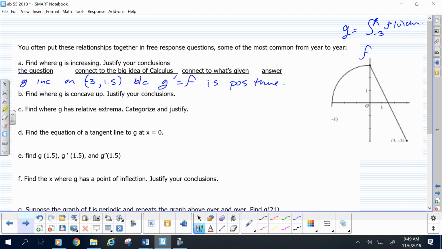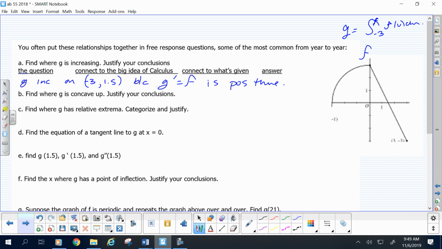Now you could also give the justification first, or hey, this is where I'm looking. You could say the function G is increasing where G prime is positive, G prime is equal to F, and F is positive on, then answer. I like this better, I think it reads clear. All right, find where G is concave up, justify.